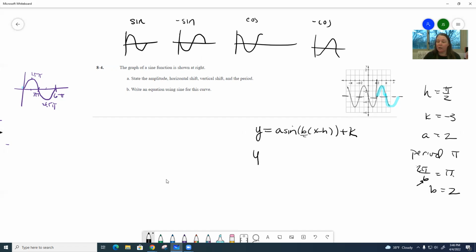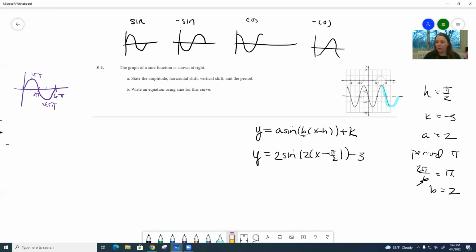And once you've identified all of that, then you can say, okay, 2 times the sine of 2, and then x minus pi over 2, and then plus my k, which was a negative, so -3. That would be one possible equation.